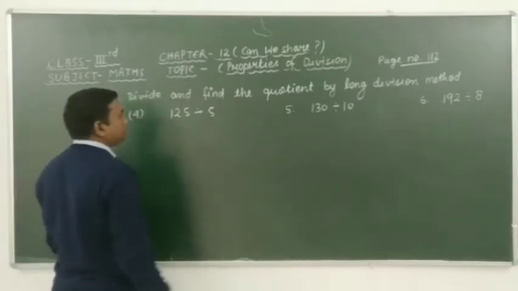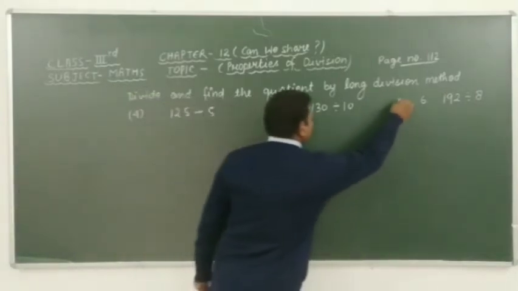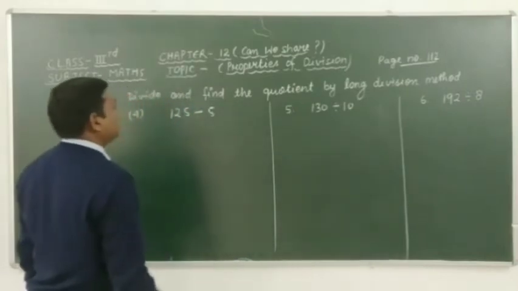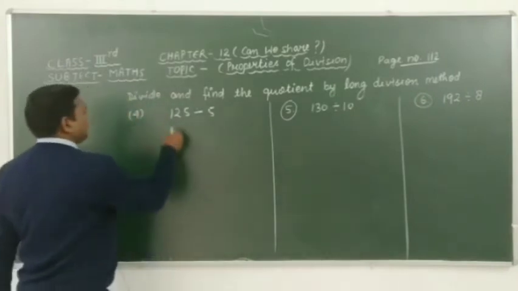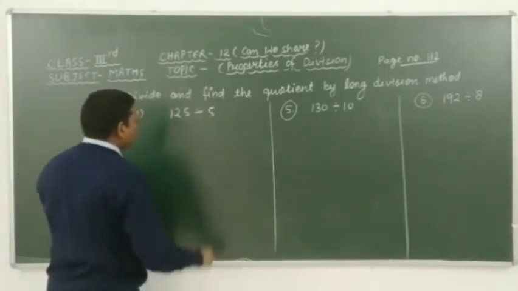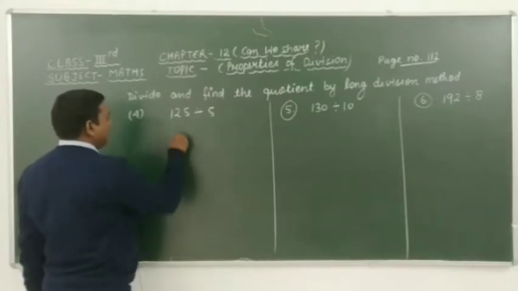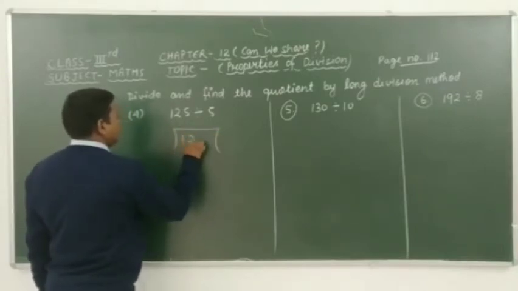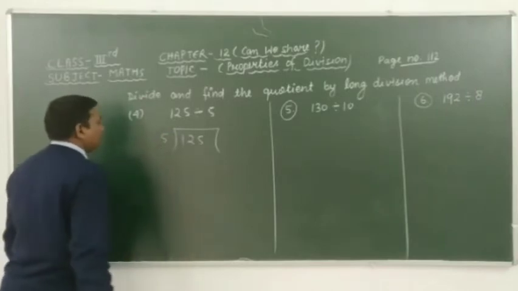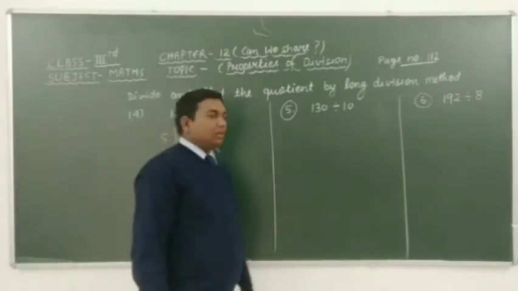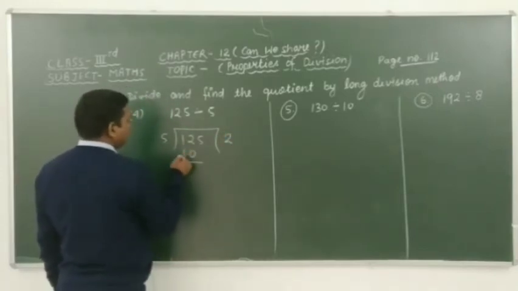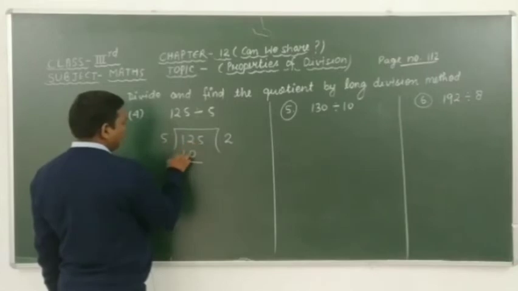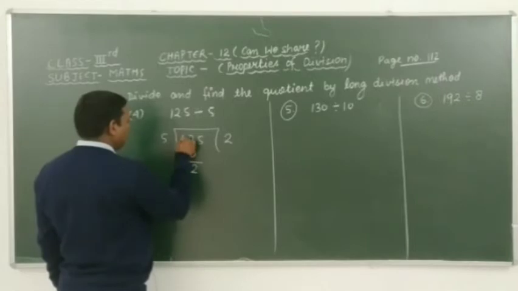In question number 4, we are given 125 divided by 5. Students, firstly we have to take the division of 125 by 5. Because table of 5, 5 1s are 5, 5 2s are 10. Here we get 5 2s are 10. After subtracting these, we get 2 minus 0 is 2. 1 minus 1 is 0.